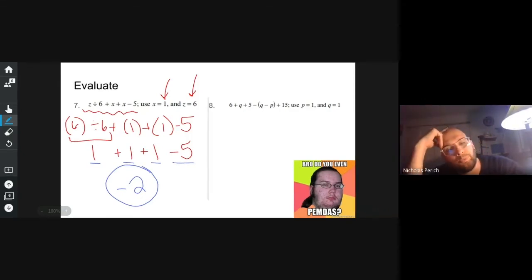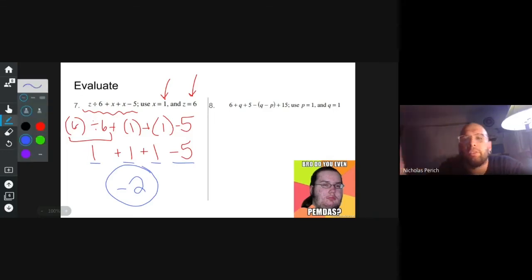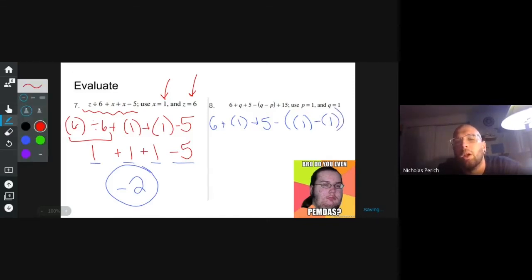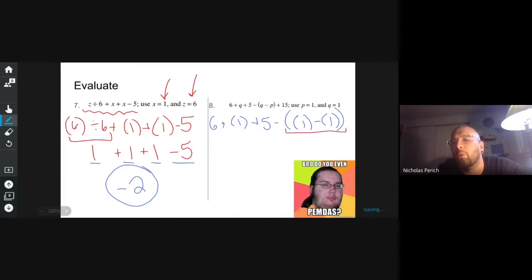8. I have 6 plus q. Well, q is 1, so 6 plus 1. Hey, q, Russell, that's your brother's name. Plus 5 minus q, which is 1. Hey, Russ, that's your brother's name. Minus p, which is 1. All right. Inside the innermost parentheses first, I have 1 minus 1, which becomes 0.